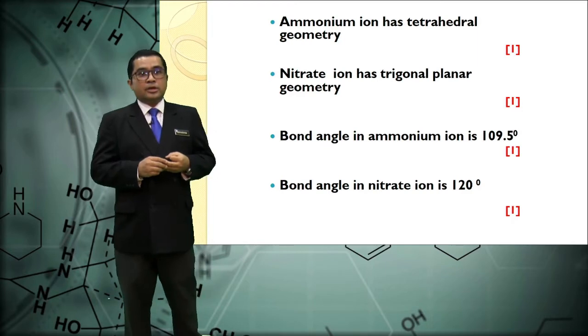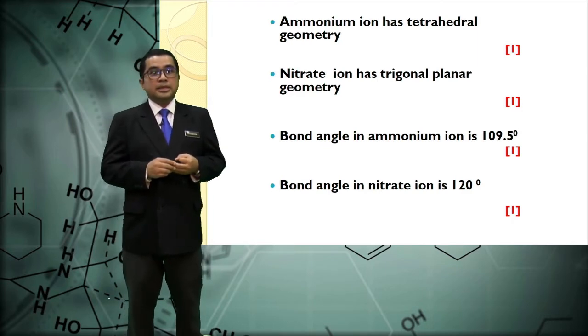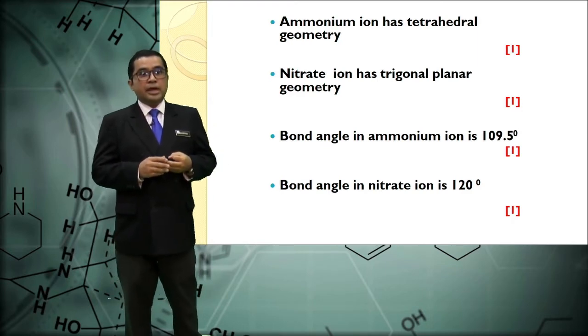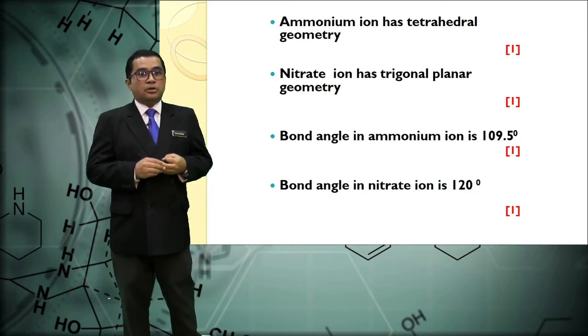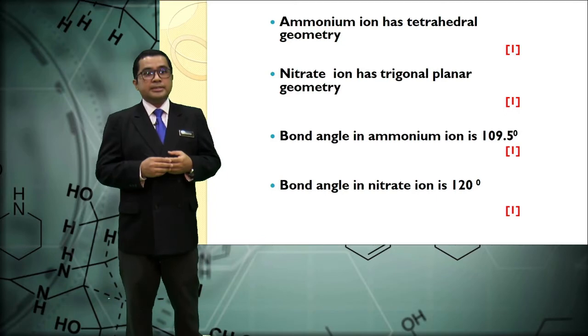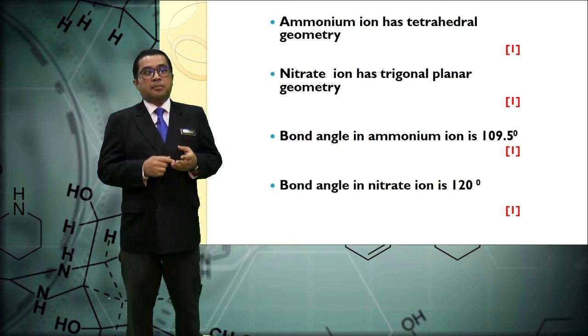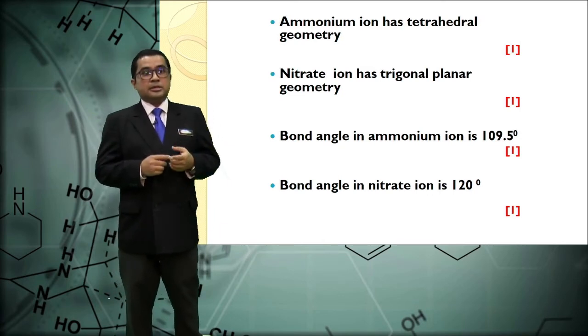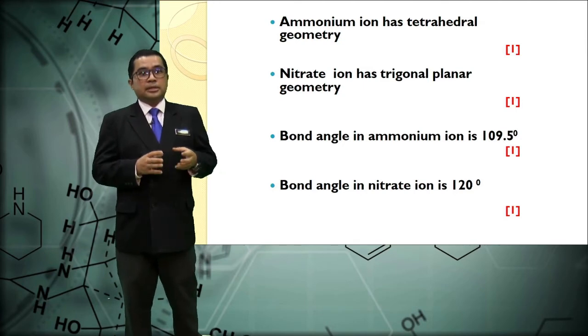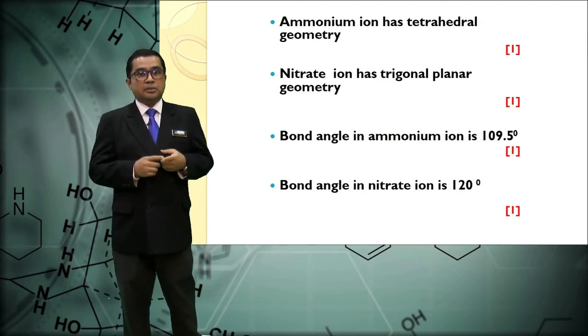Okay, so the next question is how to determine the molecular shape. You have to follow the VSEPR theory. What is the VSEPR theory? VSEPR theory is valence shell electron pair repulsion. So you have to draw the correct molecular shape for the ammonium ion and the nitrate ion.